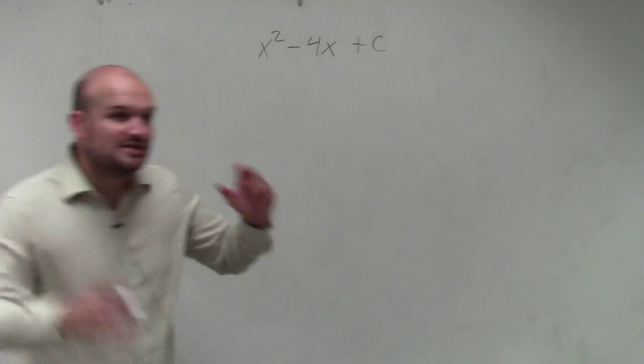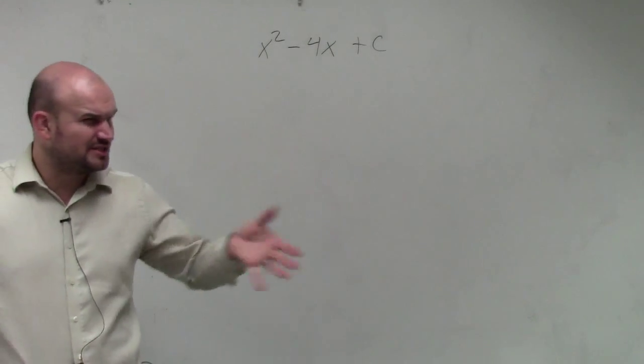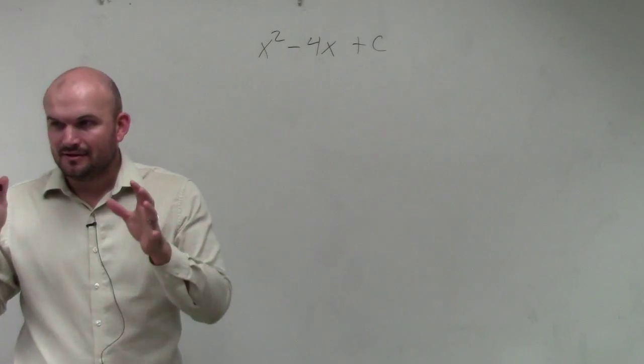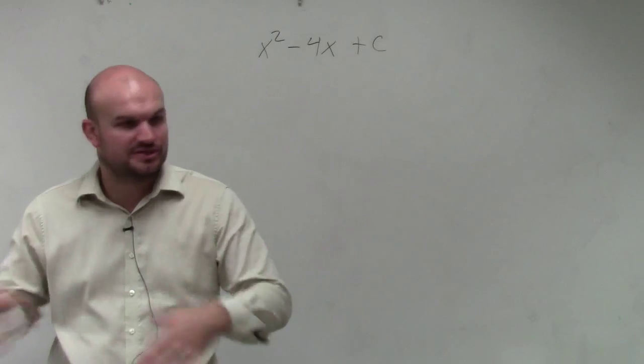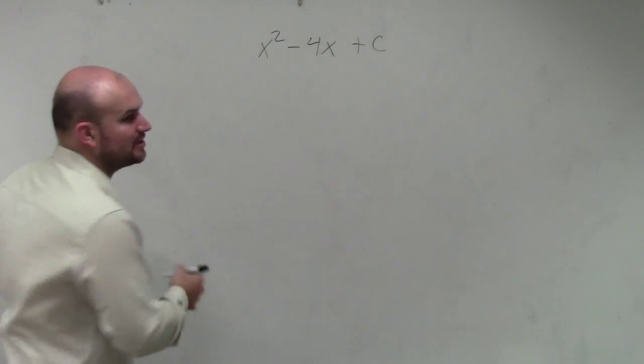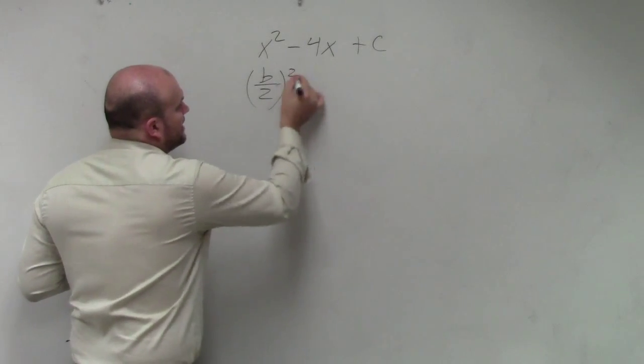So basically, I just want you guys to get used to the process, and that's what you guys are going to follow along. As far as the understanding and the meaning behind that, we're going to talk about that next class period. But for right now, it's just doing a process, and you're just going to practice the process. So all we're simply going to do is take b divided by 2 and square it.